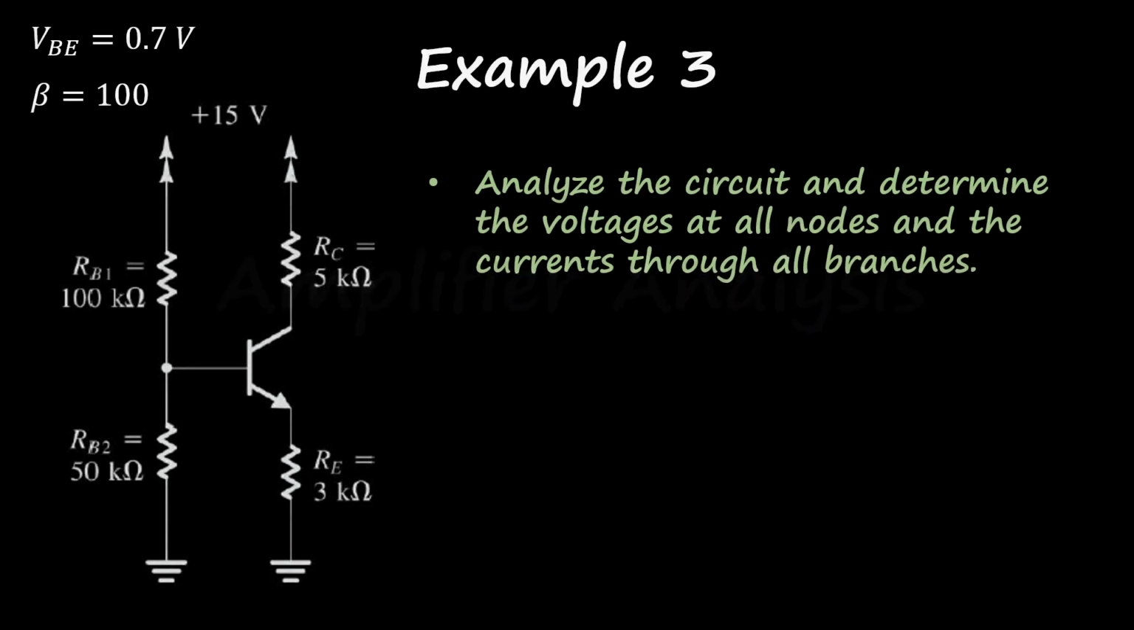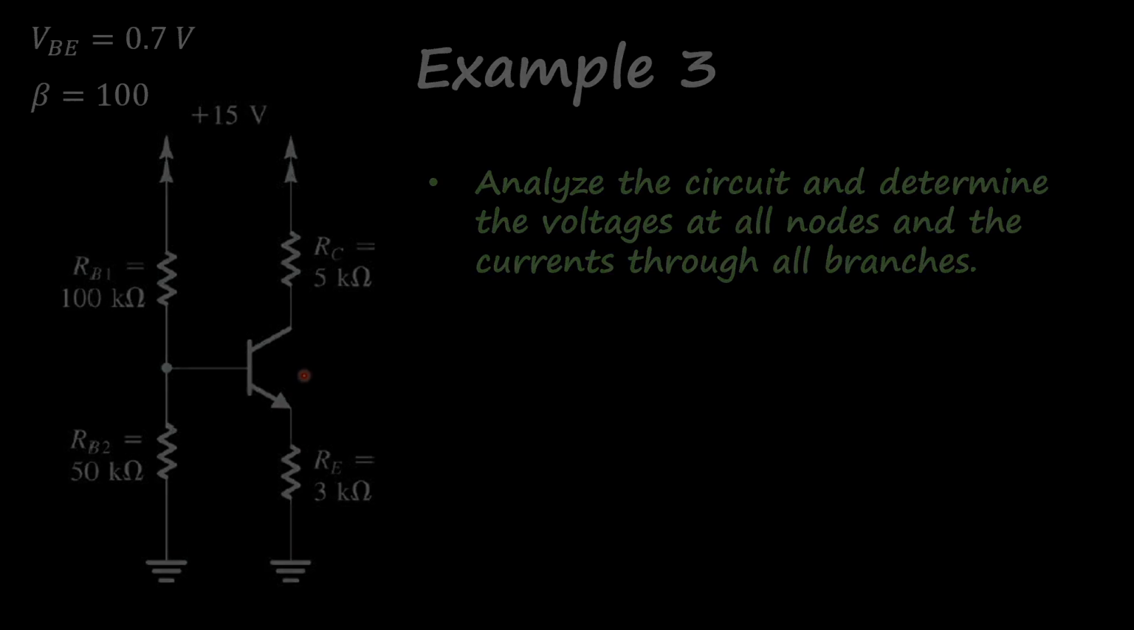Let's go over one more exercise with the transistor. In this case, we are going to have the resistors now connected in this fashion around the NPN transistor. The VBE is still equal to 0.7 and the beta equals 100. And we want to find the voltages and the currents around the NPN transistor.